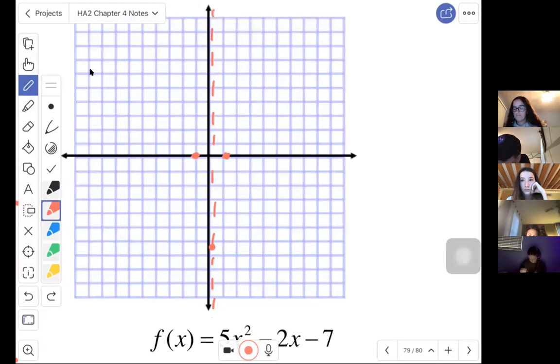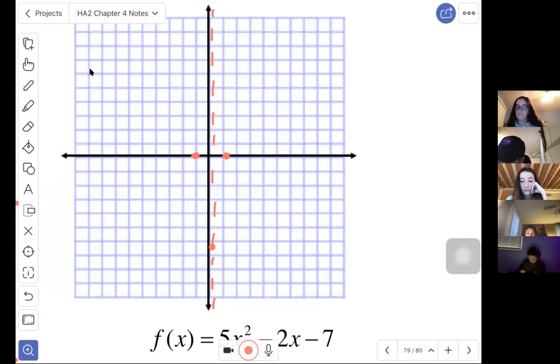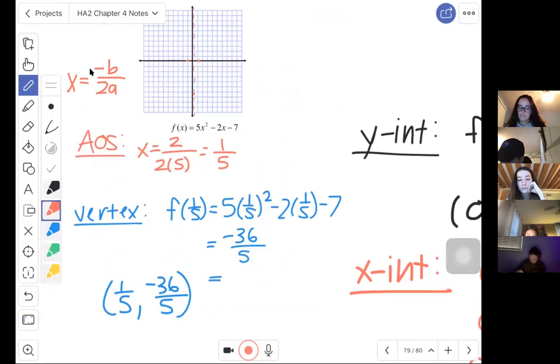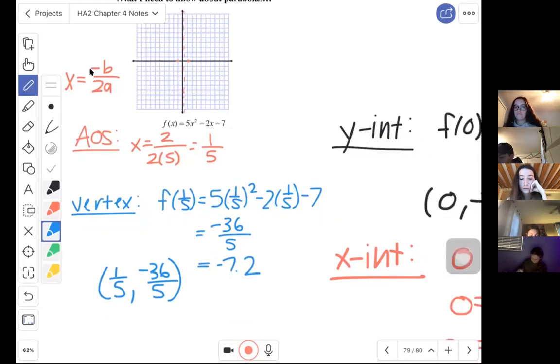So it looks like for our vertex, this is not 6.4, it's 7.2, negative 7.2. So Riley, you may have a little mistake with plugging those in. I can go through it if we are confused on that. Who wants to see this multiplied out? Give me a thumbs up.